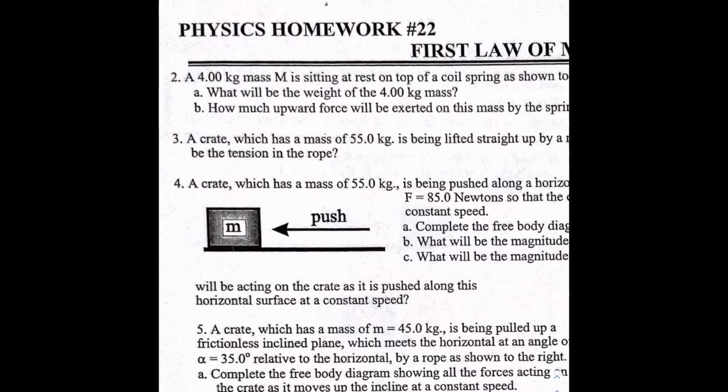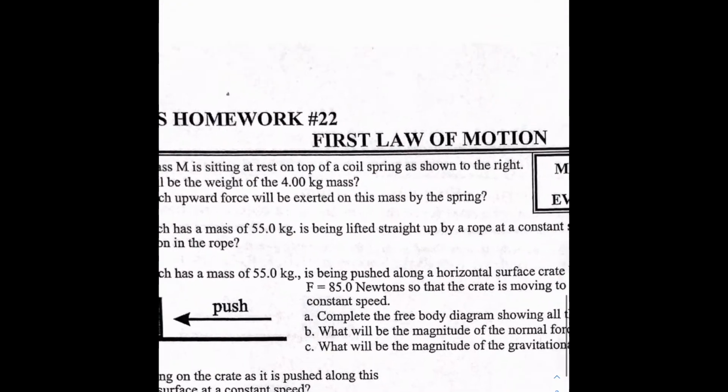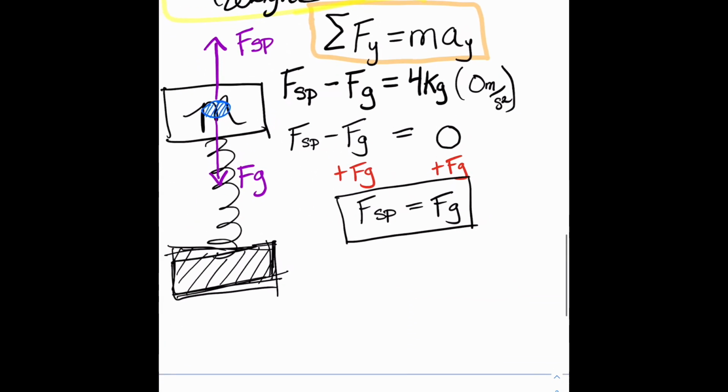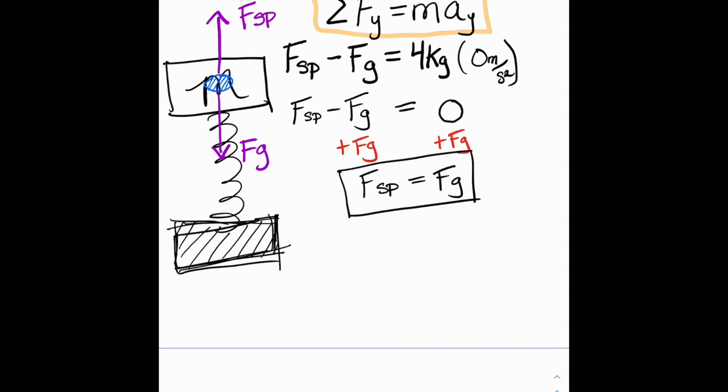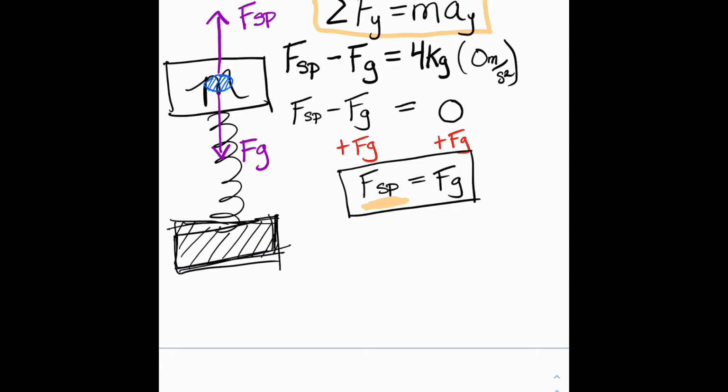The first one was how much weight. Part B, how much upward force will be exerted on this mass by the spring? So we want to know what the force of the spring is. Well, if we just look at the work we did, we can see right here that force spring, let me grab this orange highlighter, force spring is equal to force gravity. So if we know force gravity, we know force spring.